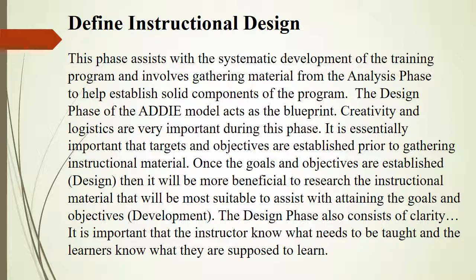It is essentially important that targets and objectives are established prior to gathering instructional material, because you have to have everything in order. That goes back to the blueprint. The blueprint starts off with one line, so you have to make that first step of getting the things that you're needing. Once your goal and your objectives are established, then it will be more beneficial to do some research and make sure that you're getting everything that that person needs. The instructional material will be most suitable to assist with obtaining the goals and the objectives.